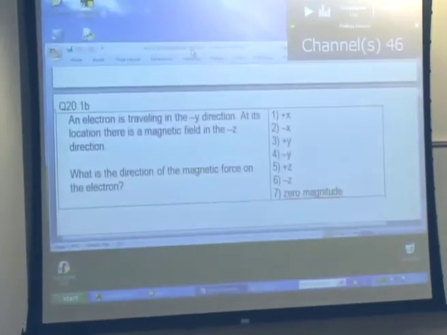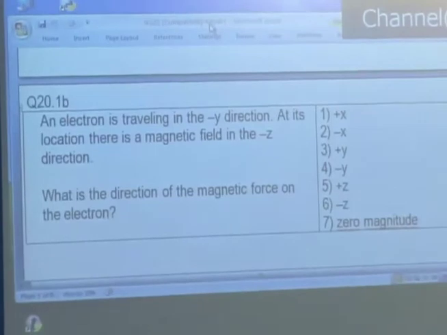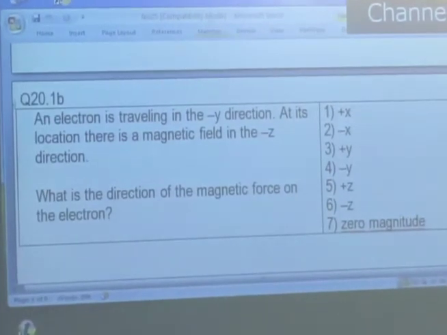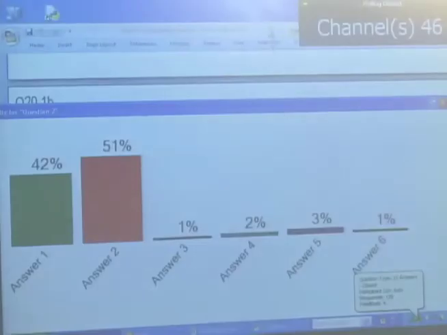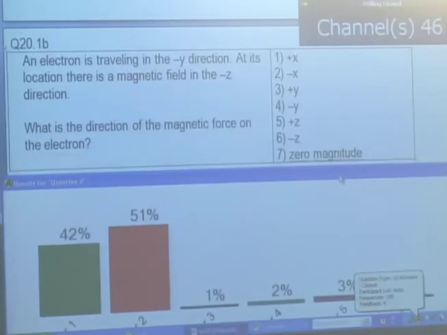An electron is traveling in the negative y direction. At its location, there is a magnetic field in the negative z direction. What's the direction of the magnetic force on the electron? I would suggest you actually draw the picture in your notes. Okay, well, got to watch the sign, right? This is an electron, so you got to watch the sign flip. Yep, that's it. So let's draw it.